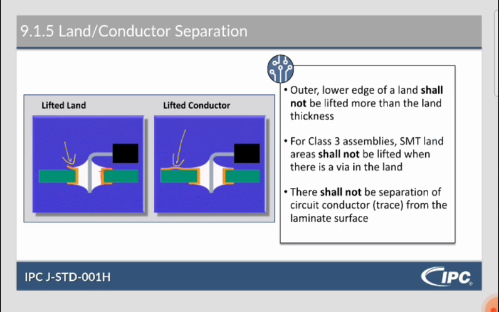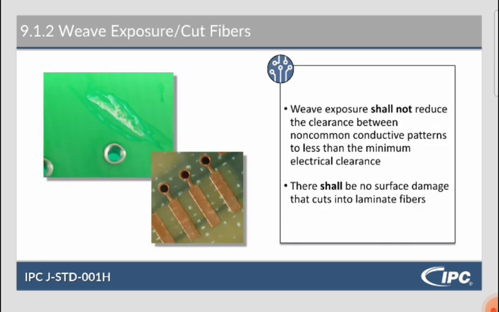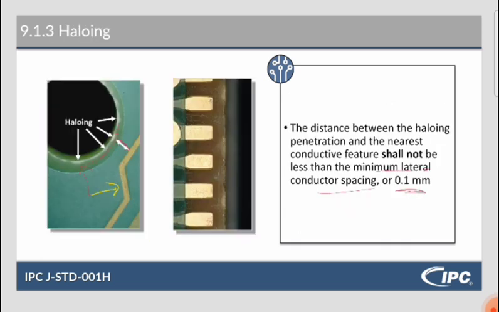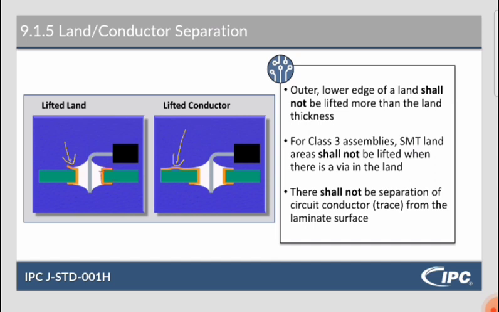Let me see. I think one of these pictures showed what a via is. This is a via. These little holes right there. If there's one of these, there's a via. If there's one of those in the land, let me see if there's a picture of that. That shall not be lifted at all.